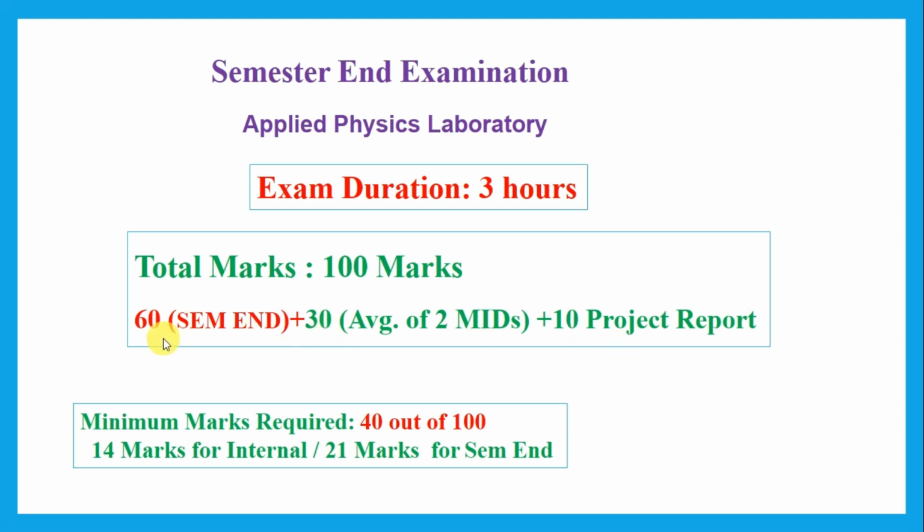Whereas 60 marks will be for the semester end exam. According to the regulations R22, we have to get 40 out of 100, provided we get 14 marks for internal out of 40, and 21 marks for semester end, which is out of 60.